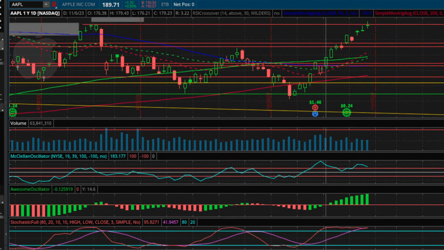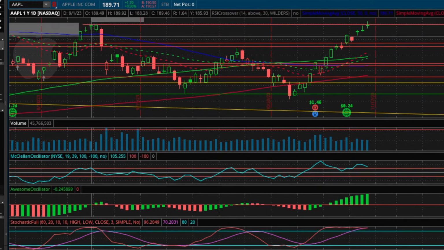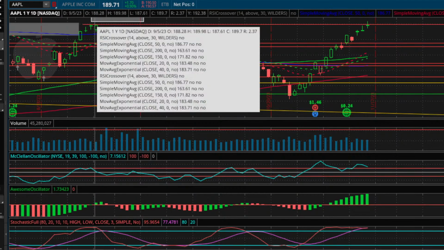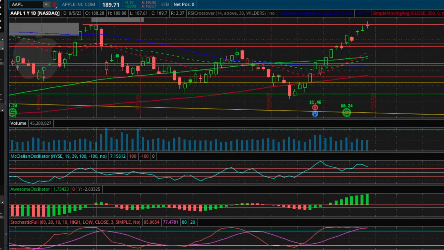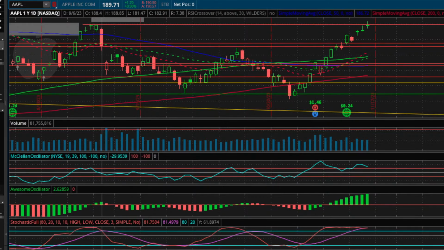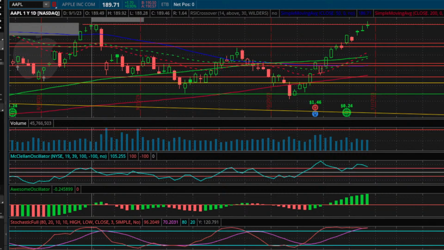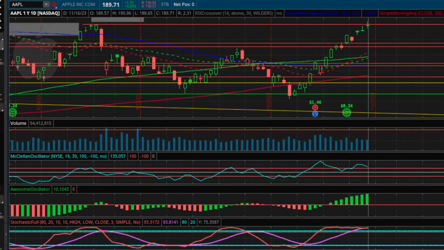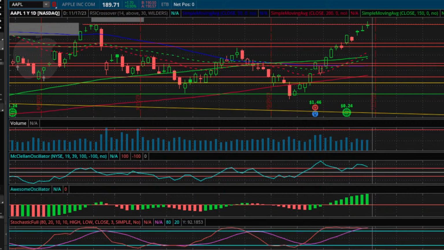Now let's compare. Right here, when we got rejected, the stochastics were already crossing down. So we had the stochastics already turning to the downside. And this time, we don't. This time we have the stochastics still above the blue line. It still wants to give us a little bit higher. It still can give us a little bit higher.